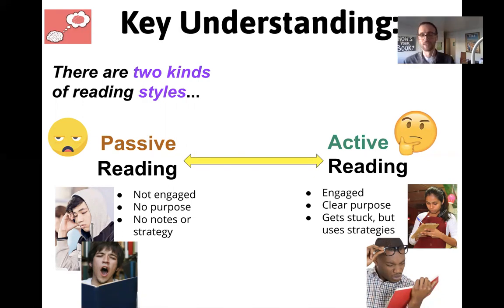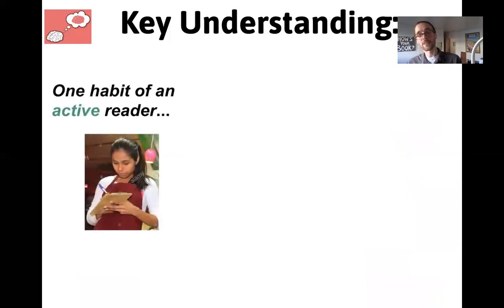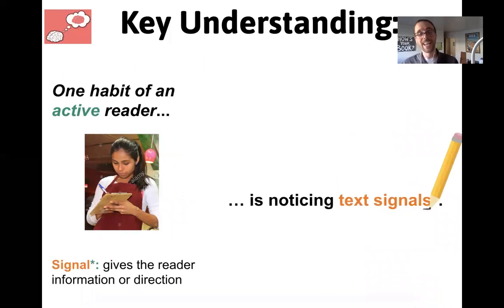Now, the second key understanding that goes along with the first is that one habit of an active reader is noticing what we're going to call text signals today. So a signal is a word for something that gives you information or direction. When you flip on your turn signal in your car, that tells people that you're turning right or left. Similarly, a signal in a reading or a text is meant to give the reader some sort of information or direction. Maybe it's a clue about how the paragraph is going to be organized or the way that a sentence is meant to be interpreted.